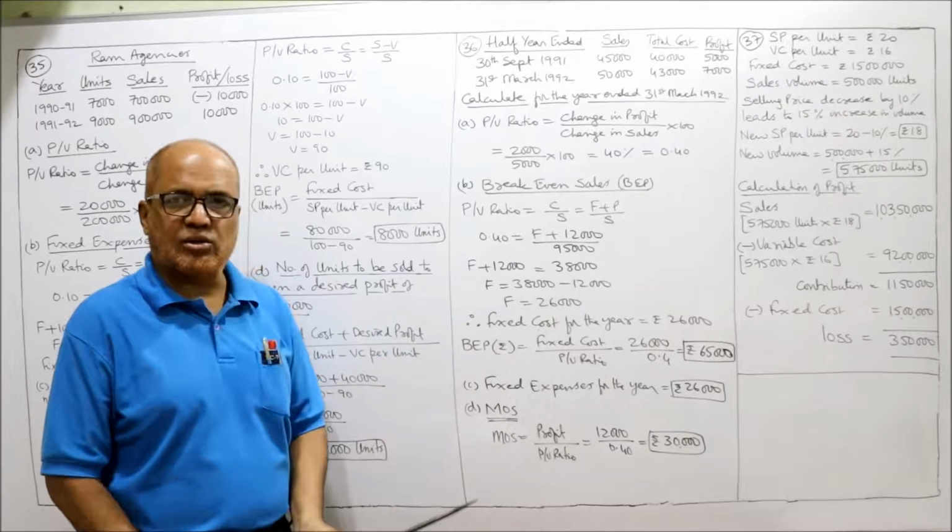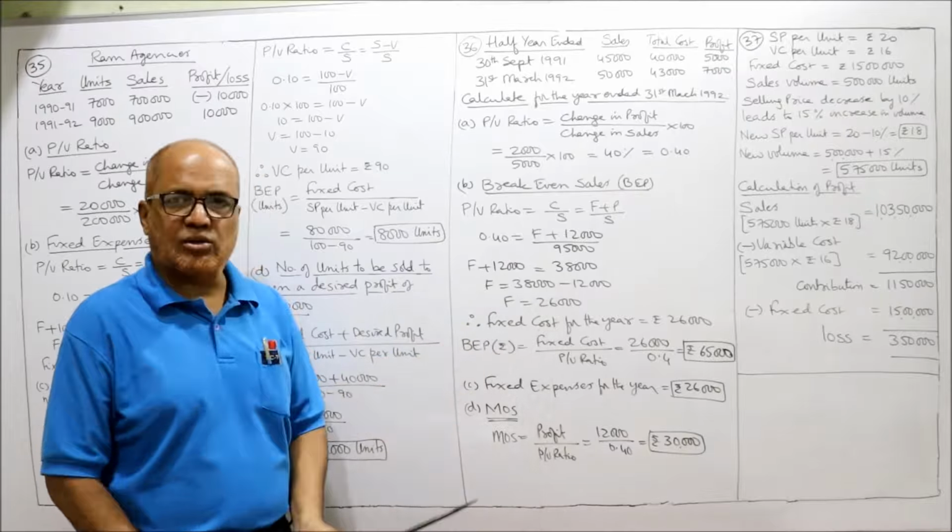Volume will increase by 15%. So the new selling price: what is the present selling price? 20 rupees. Now from 20 rupees, subtract 10%. 10% of 20 rupees is 2 rupees. So deduct 2 rupees, 20 minus 2, 18 rupees. The new selling price will be 18 rupees after deducting 10%.